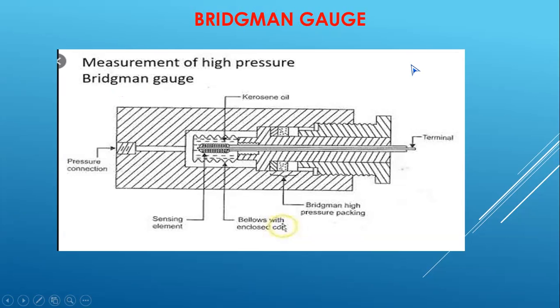See, all of you observe here what all the things are present here. See here, there will be threads. You can connect this end to the pressure source. And here, all of you observe, there will be a sensing element which is immersed in the kerosene. Here you have a sensing element which is immersed in the kerosene and which has the bellow. All of you have seen the bellow.